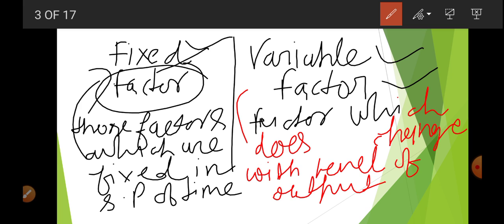So fixed factors are factors like plant, machinery, equipment, permanent stock. There is no need to make a change in them for increasing the production in a short period of time.